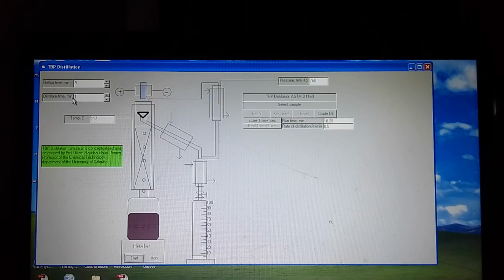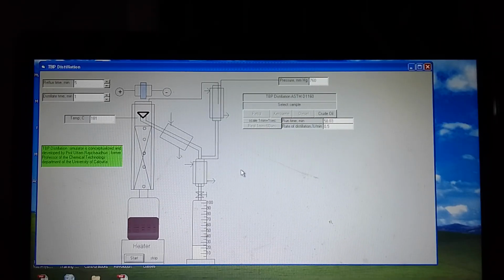Actually it is 5 seconds and 1 second, but in practice it is 5 minutes and 1 minute. So this will be continued till around 50% of the sample is distilled, and the remaining residue then undergoes distillation by applying vacuum. So now it is carried out at atmospheric pressure, and usually some time is allowed to cool down the residue and then start the vacuum. Otherwise, a large quantity of condensates will come out.